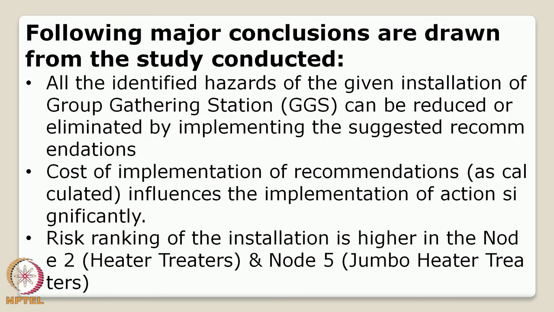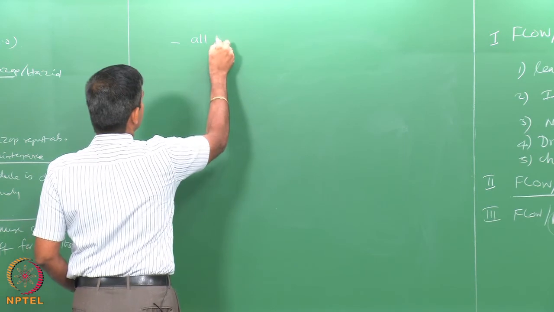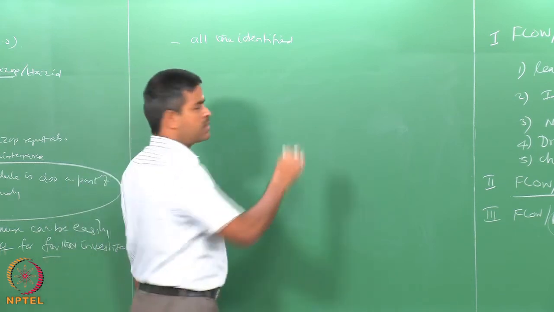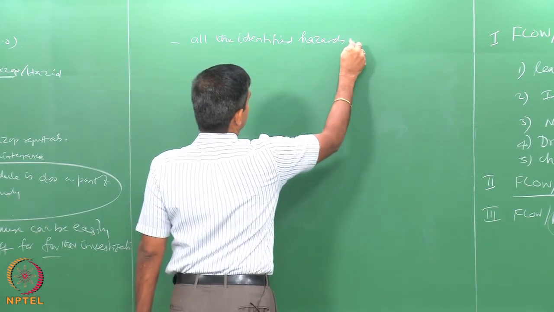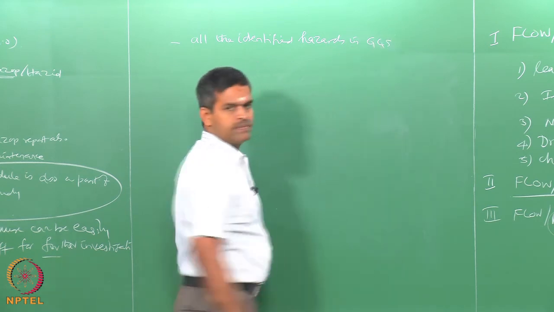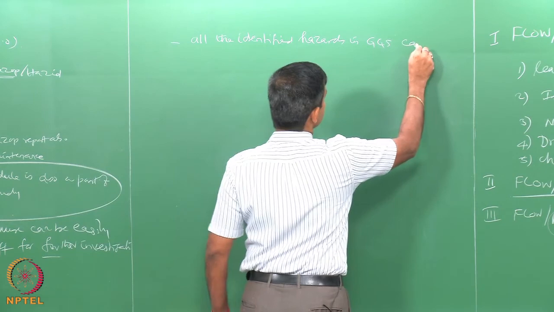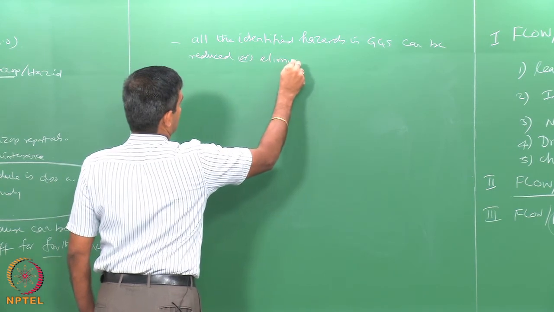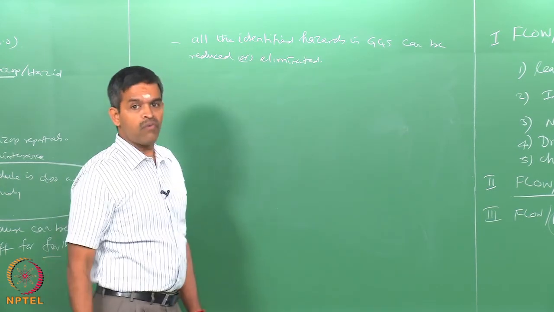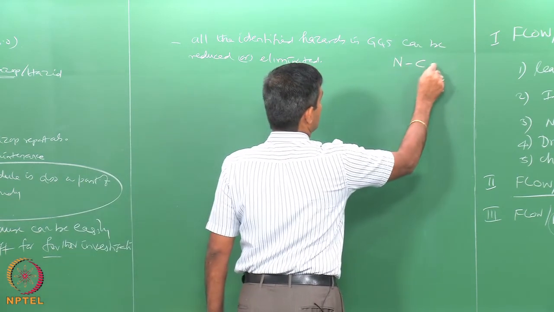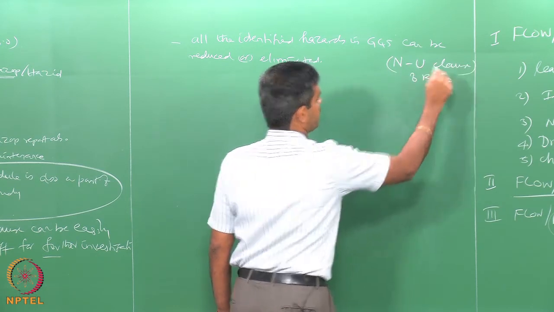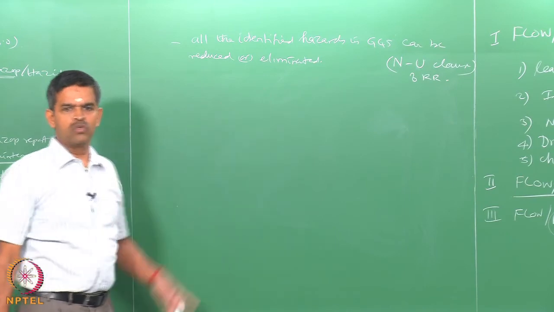So, one can draw the following conclusions from this specific study. Let us quickly see this. It is seen that all the identified hazards in the group gathering station can be reduced or eliminated. How can we say this? Because none of them fall in the N and N and U class of the risk matrix. So, they can be either eliminated or reduced.